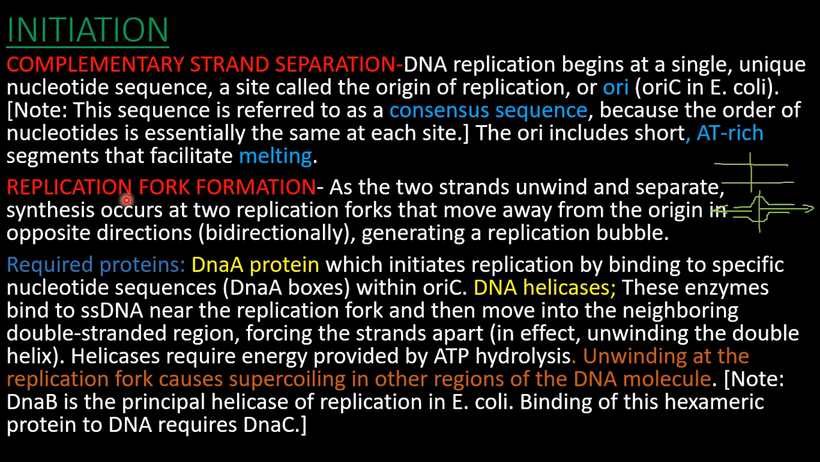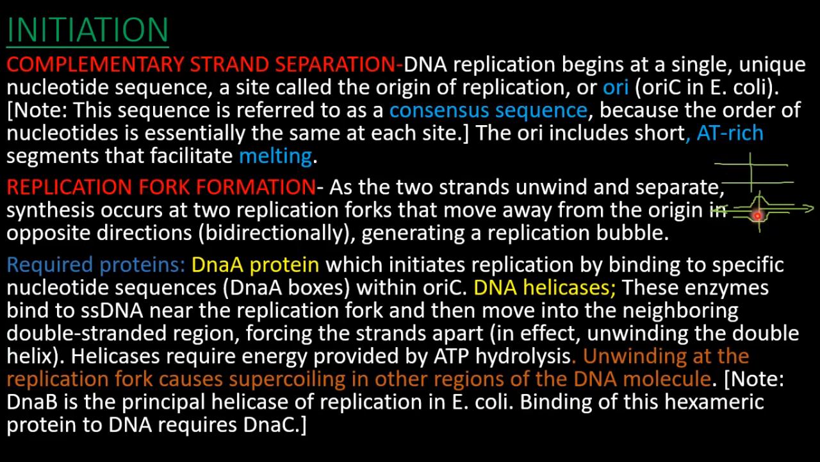Now, replication fork formation. As the 2 strands unwind and separate, synthesis occurs at 2 replication forks that move away from the ORI, bidirectionally. This generates a replication bubble. This is what I'm trying to show you here. I think this is one DNA strand and its complementary one. Then along this line, that is the ORI.